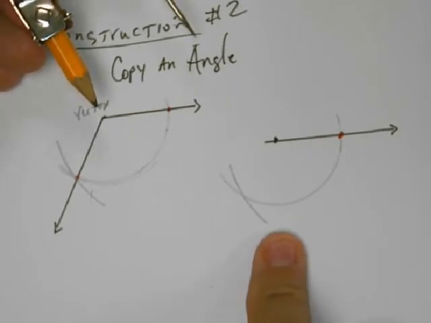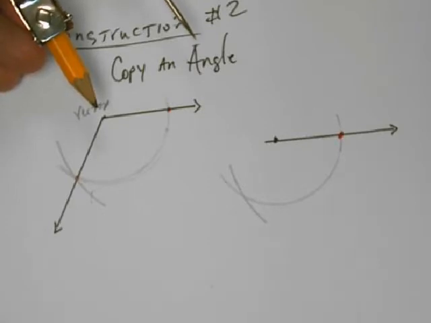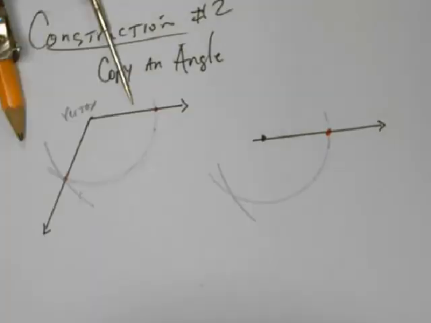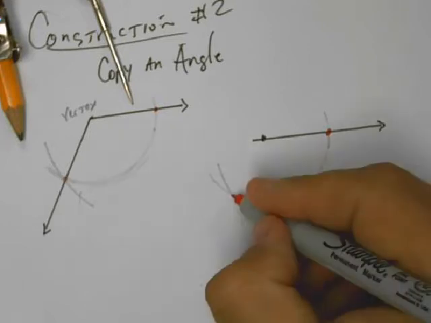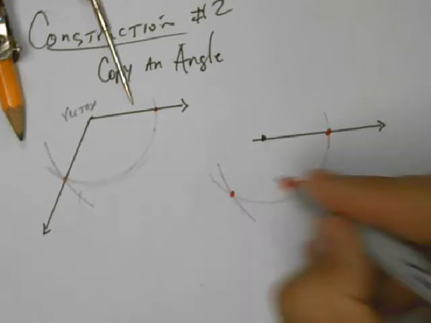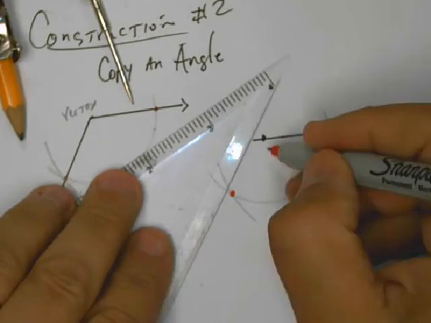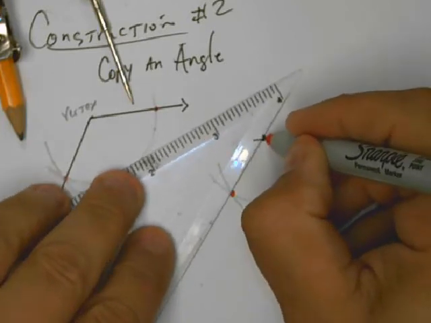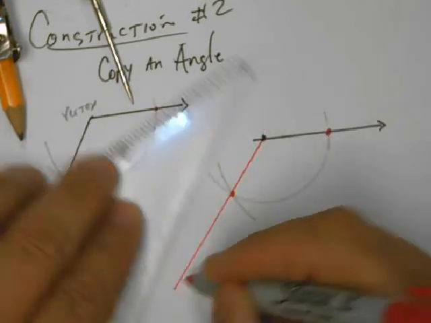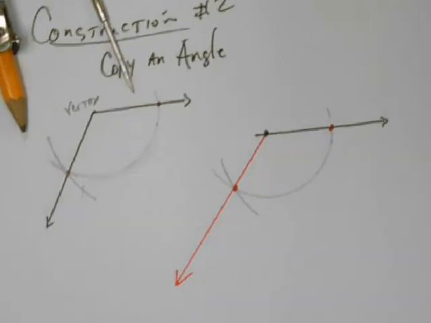Did you catch it? Okay. Now there's a point of intersection there. Everyone see this point of intersection? Between 2 arcs. I use a straight edge, and I connect the vertex to that point, and I've copied the angle.